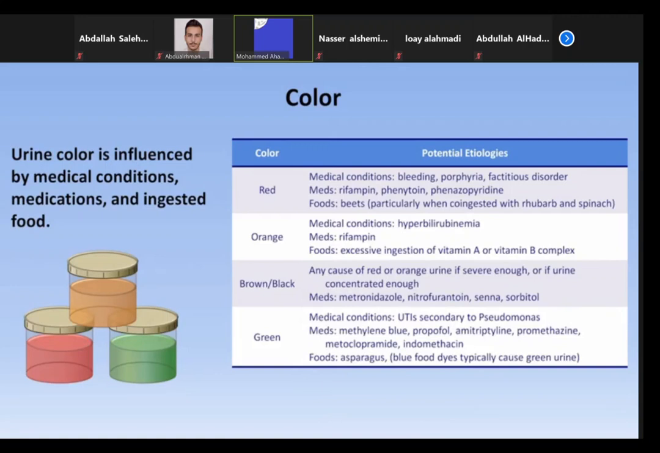Although methylene blue, as its name suggests, is blue, when that color mixes with naturally yellow urine, the result is green. The same holds true for ingestion of excessive amounts of blue dye, which also leads to green urine.